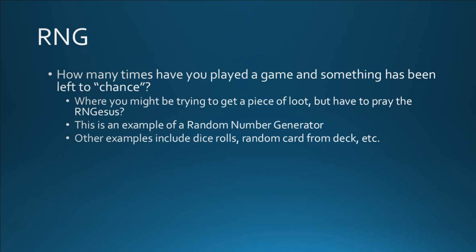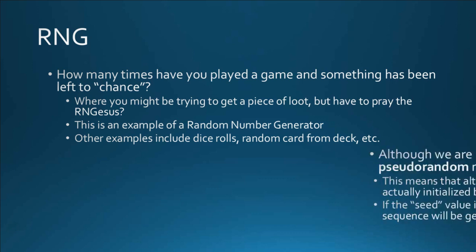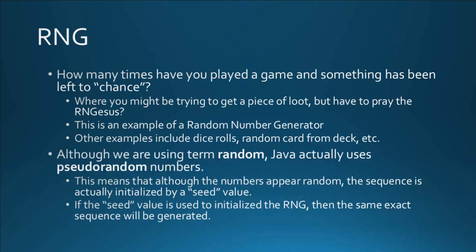Other examples could include things like dice rolls, a random card being drawn from a deck, etc. Although we are using the term random here, Java actually uses pseudo-random numbers. This means that although the numbers appear to be random, the sequence is actually initialized by a seed value. If the same seed value is used to initialize the random number generator, then the exact same sequence will be generated.